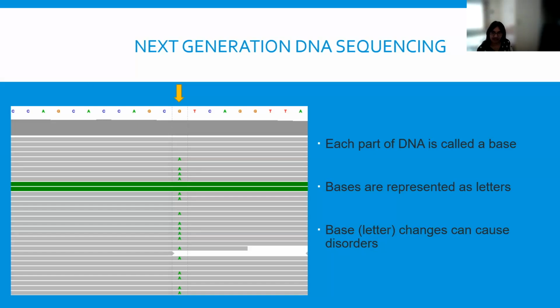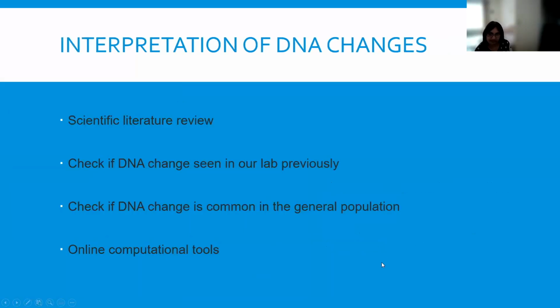A DNA change from G to A has been detected in the patient in a channel gene, and we call such a change a DNA variant. So once we have detected a change in the DNA, we make an assessment to check if it could be disease-causing or not. The assessment involves using a number of resources, databases, and online tools.